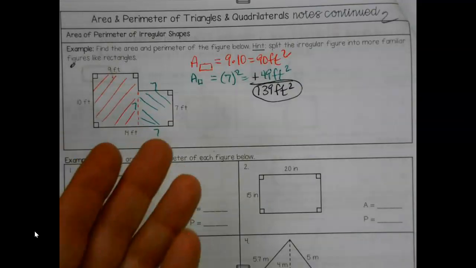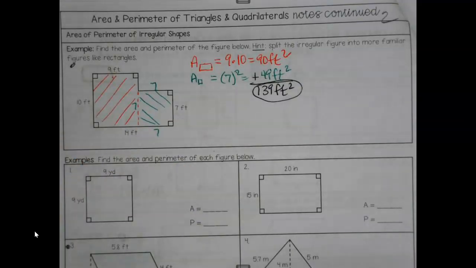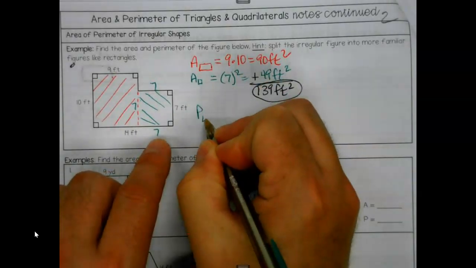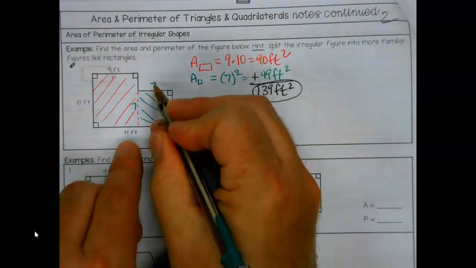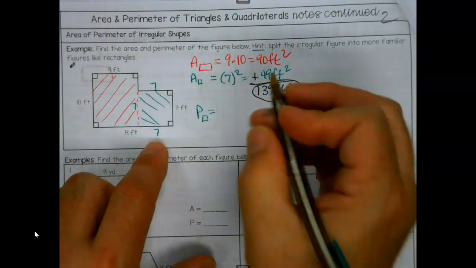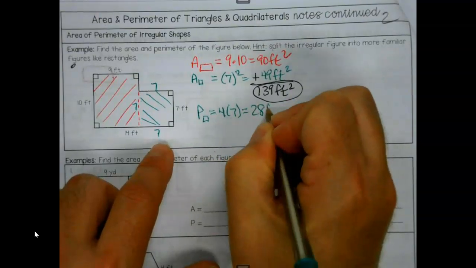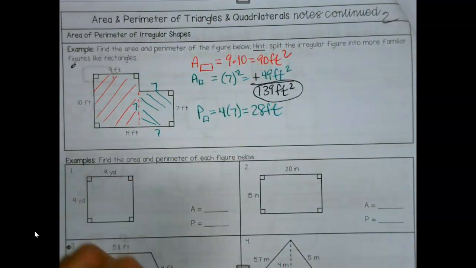So most of the time, area is going to be my tricky part, but maybe not so much this time, because I look and I'm like, well, the square is going to be easy for my perimeter. 7 plus 7 plus 7 plus 7. You're like, okay, so 4 times 7 is 28. Okay, I got that. But then there's the rectangle.